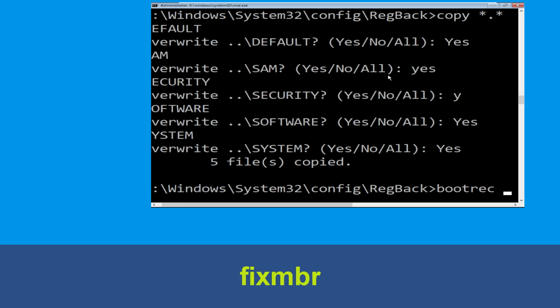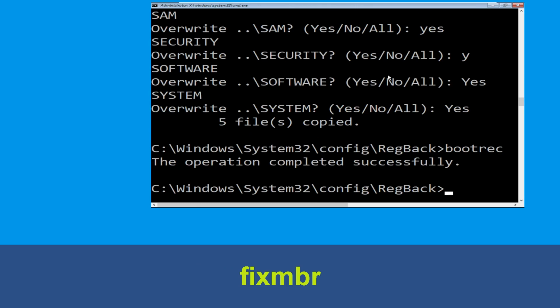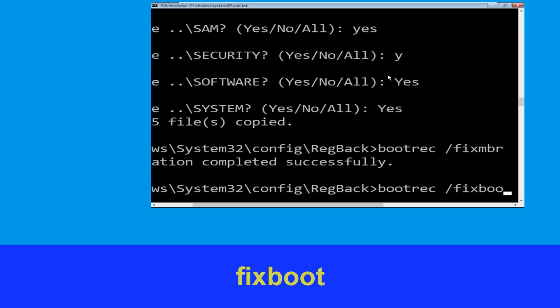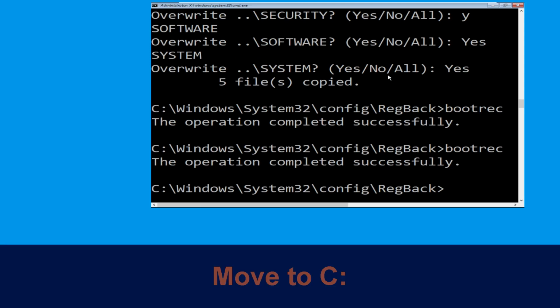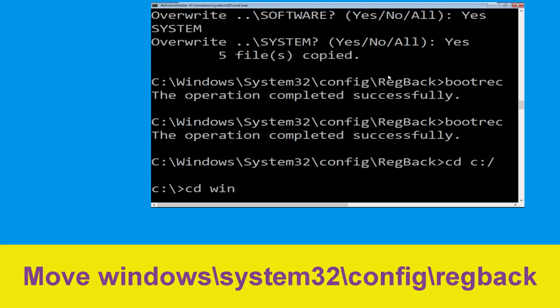Type in bootrec space /fixmbr and hit enter to execute the command. Now execute this command. Type in bootrec /fixboot and hit enter. Now execute this command cd space c:/. Now type cd space Windows /system32 /config /regback and hit enter to execute.